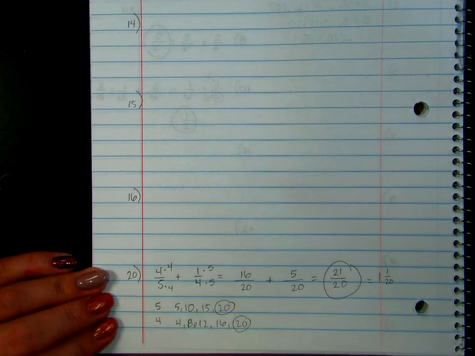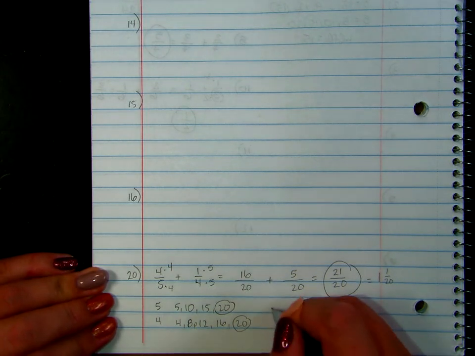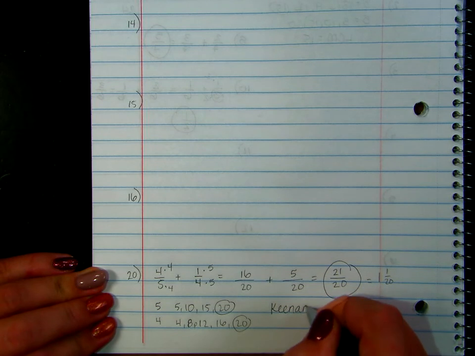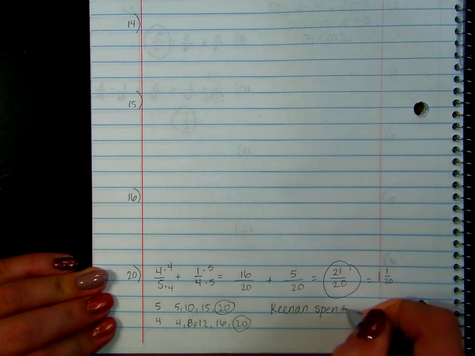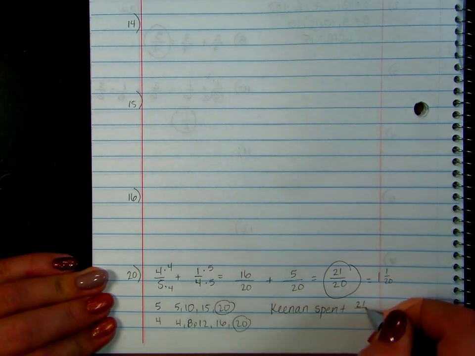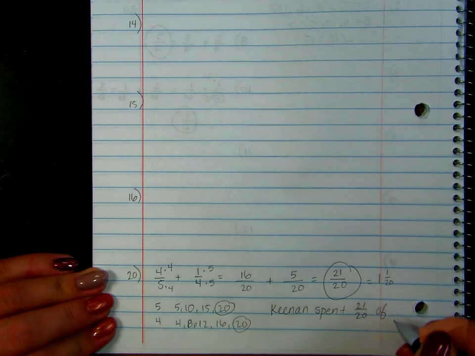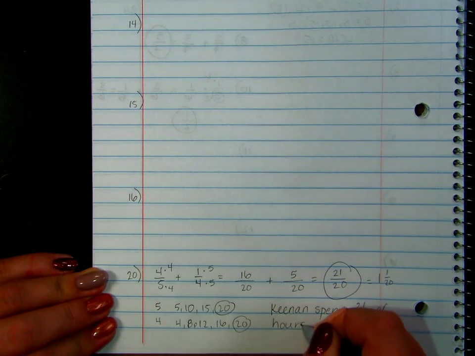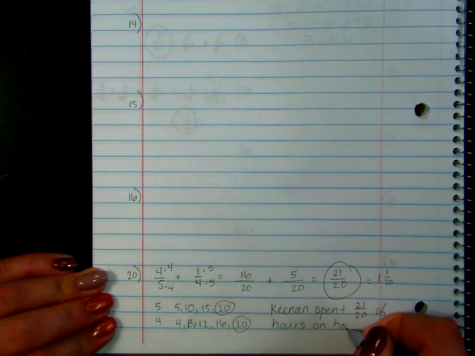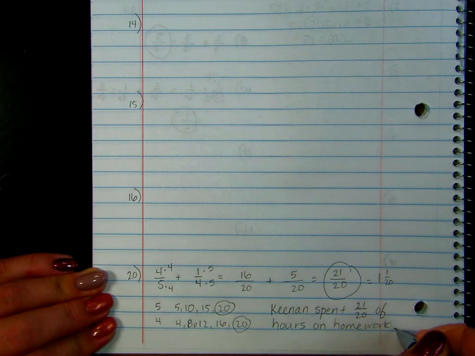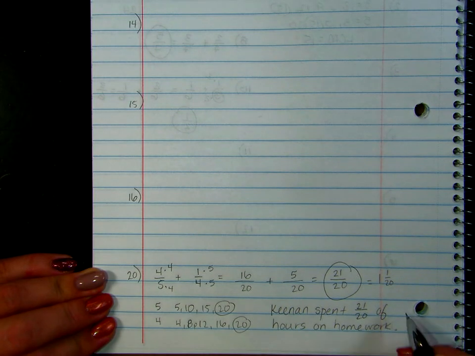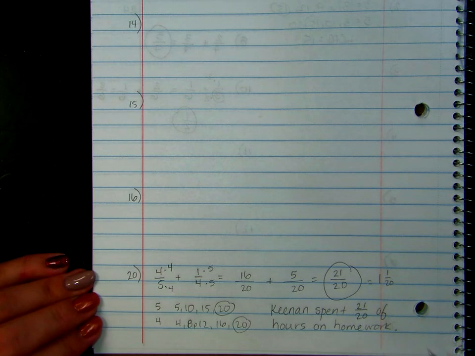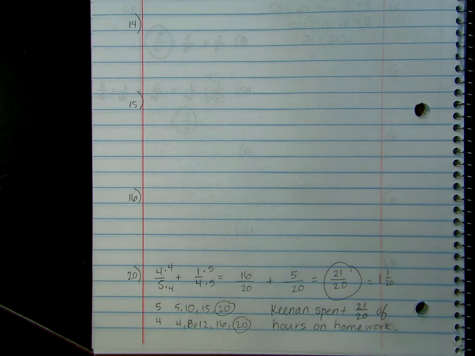Okay? Now, because this is a word problem, we need to make sure that we put words in our answer. So we are going to say, Keenan spent 21/20 of hours on homework. If you would like to use 1 and 1/20 instead, you may do that as well, but either one of those is the correct answer.